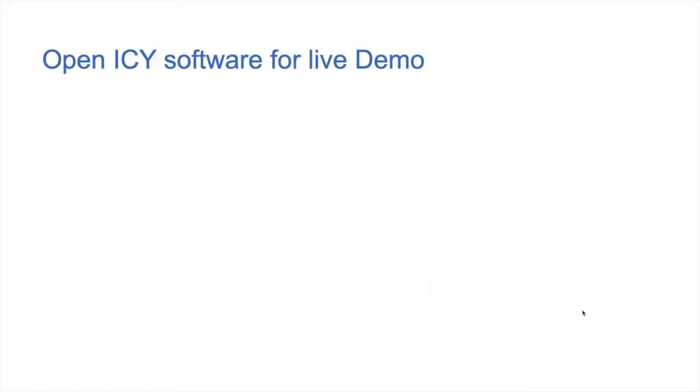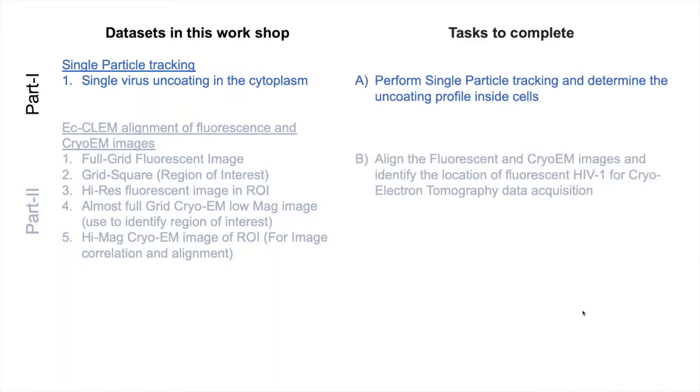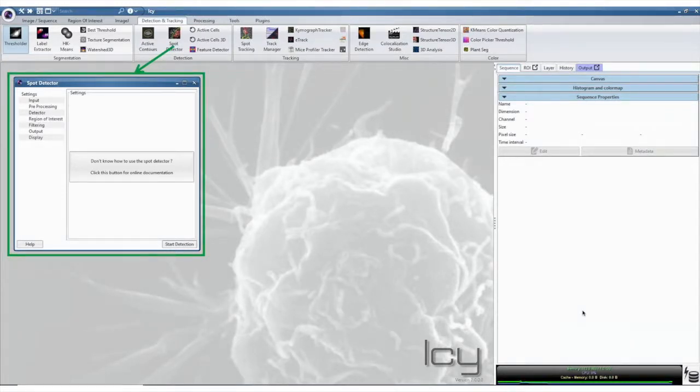So let's open Icy image analysis software, for those who have downloaded it, and we'll go through the data sets. Today in the workshop we're going to do the data set on single particle, single virus uncoating in the cytoplasm. These are viruses that I showed you before, labeled with two colors. One is red, Spadius red. The other one is green. We will try to track these particles inside these cells, evolve a trajectory, and try to gain some fluorescence information from these trajectories. Okay. So moving forward, if you have opened your Icy plugin, you go to your detection and tracking.